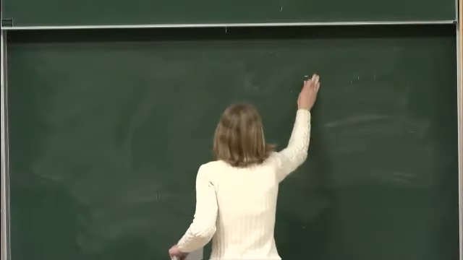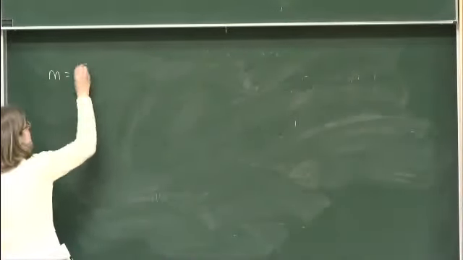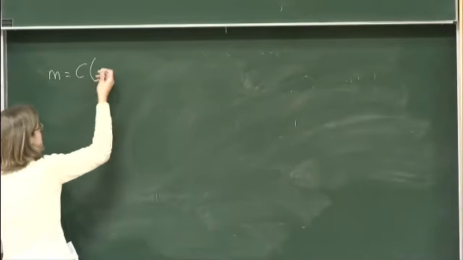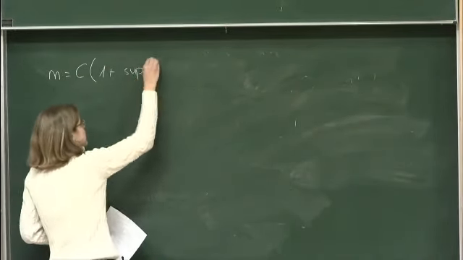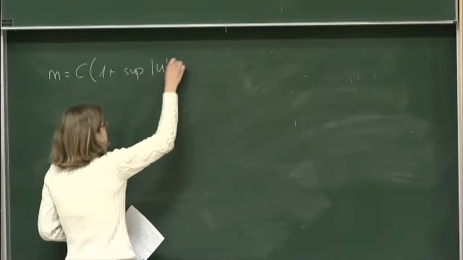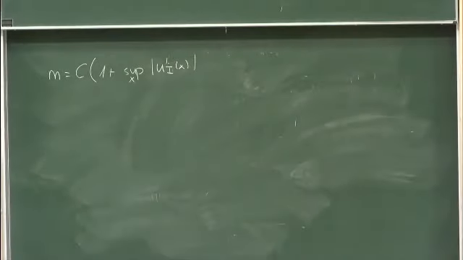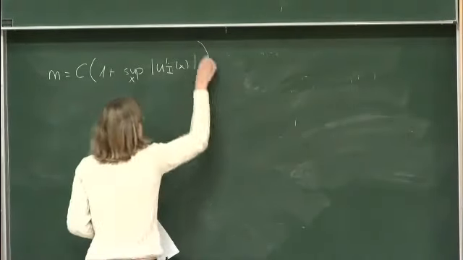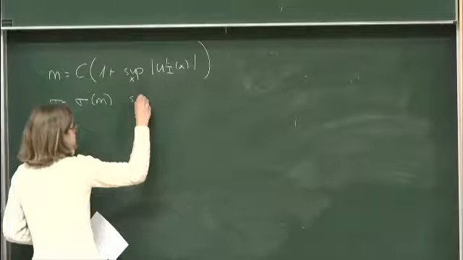I'm going to choose it as a constant times 1 plus the supremum of the derivative of the initial data. And then sigma is going to be a quantity that depends on m, small enough.